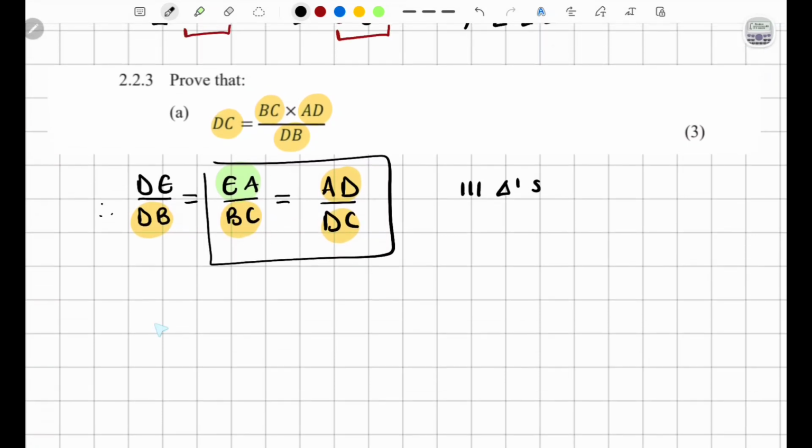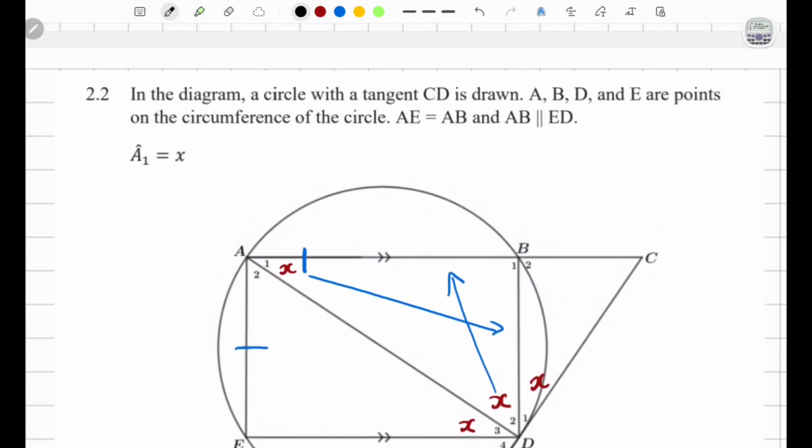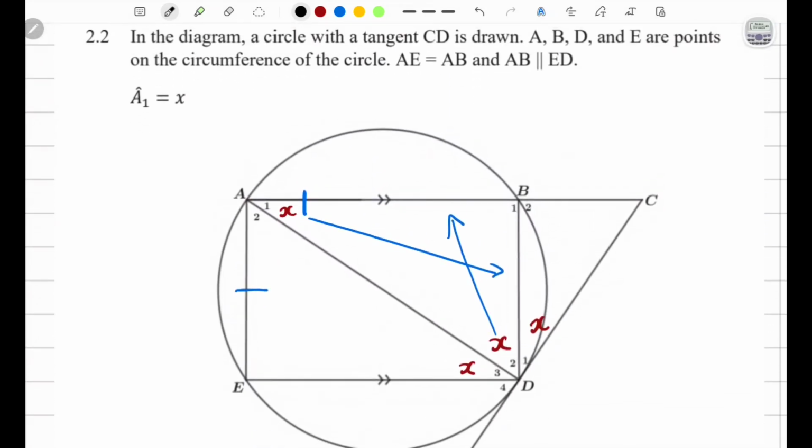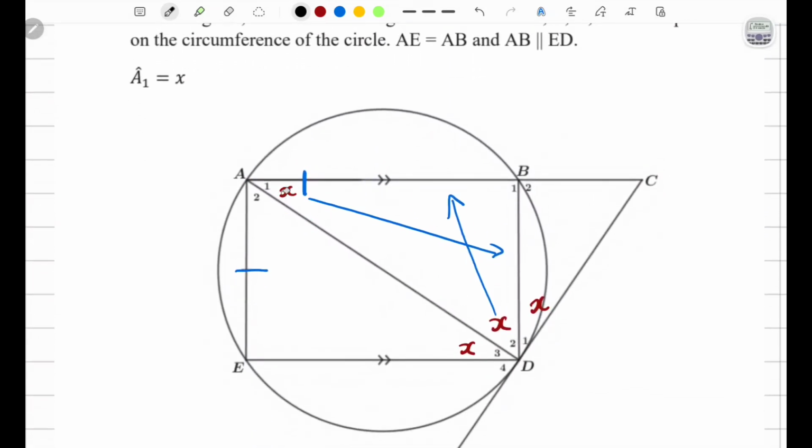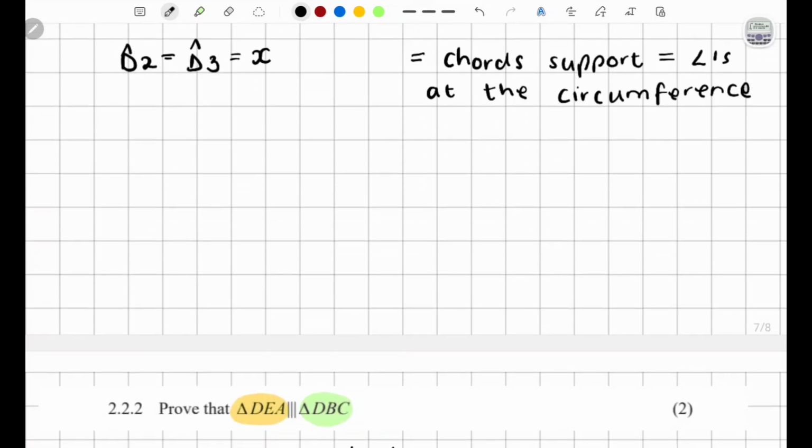They're okay. They're working out. So I'm going to therefore say EA over BC is equal to AD over DC. Then I'm going to tell them what I found out. I found out that since these two are equal, it means that BD is equal to AB. So we tell them that.